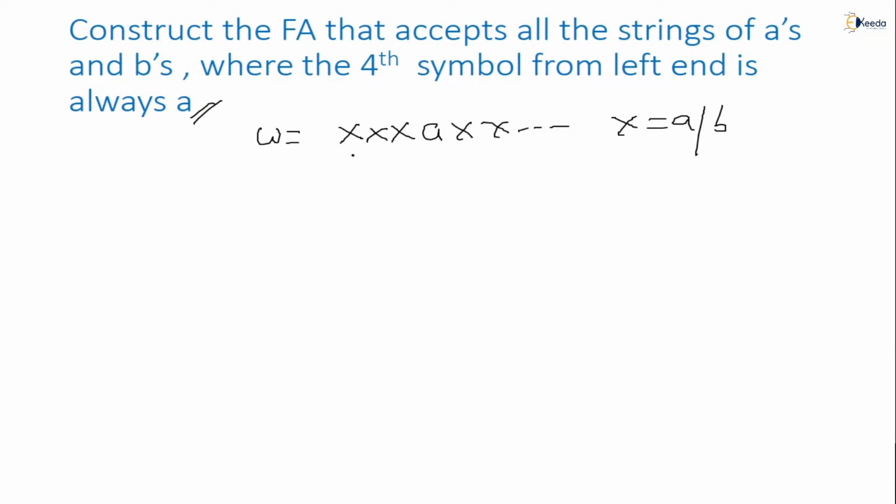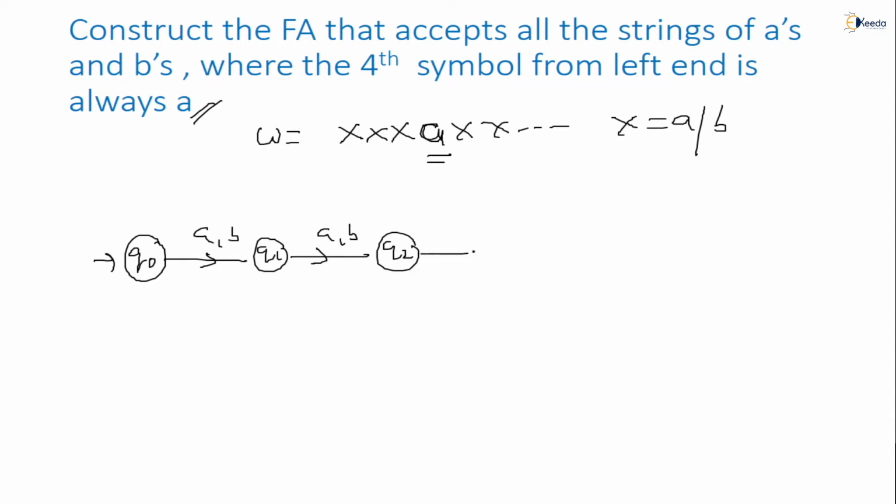First symbol comes A or B, second symbol A or B, third symbol A or B, fourth symbol must be what? A only. Always A from left hand. So for which we need to construct the FA. Simply Q0 is the initial state. Q0 on A or B can go to Q1. Q1 on A comma B goes to Q2. Q2 on A comma B goes to Q3. How many symbols are over? These are 3 symbols, correct or not? 1, 2, 3, and the fourth symbol must be what? A only, Q4. This must be accepting.